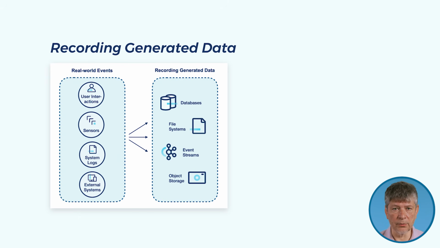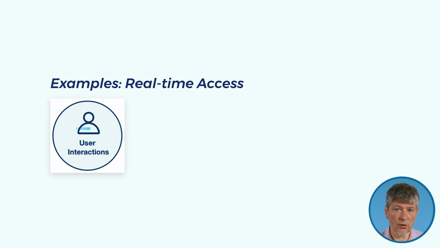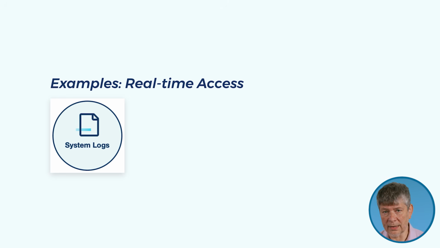Let's look at some concrete examples of how this data generation and recording actually works. User interactions are perfect examples of data that you do control. When someone clicks a button on your website or submits a form, you can capture it immediately and process it in real time. This is the ideal scenario. Data generation and access happen simultaneously. Application logs, error messages, and performance metrics are other examples of data with direct access. Your servers generate log entries continuously, and since they are on your infrastructure, you can stream them directly into your data pipeline.